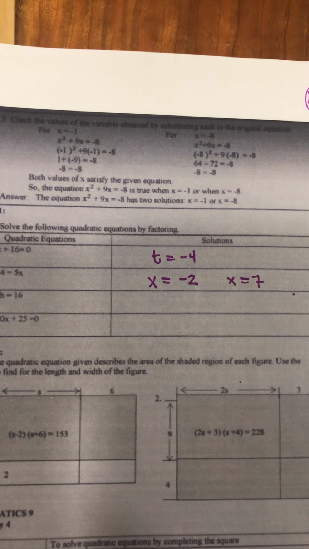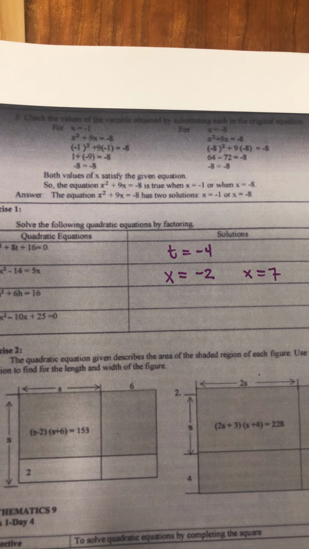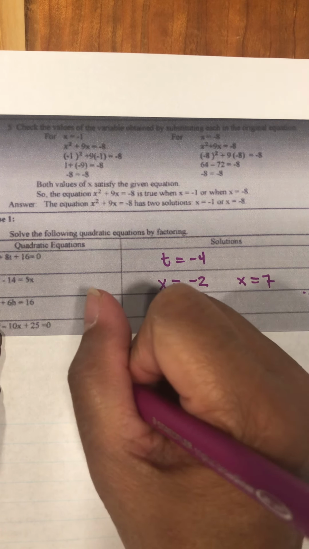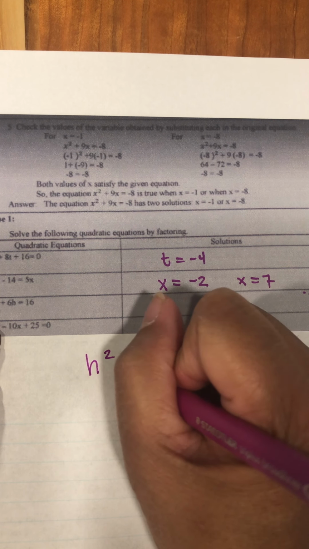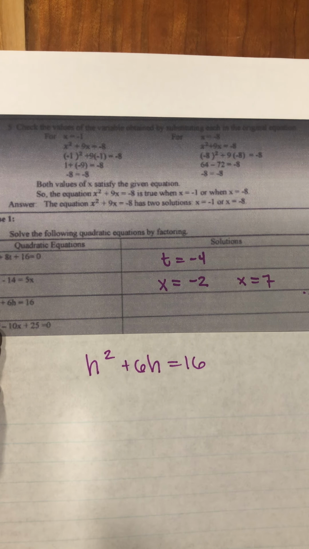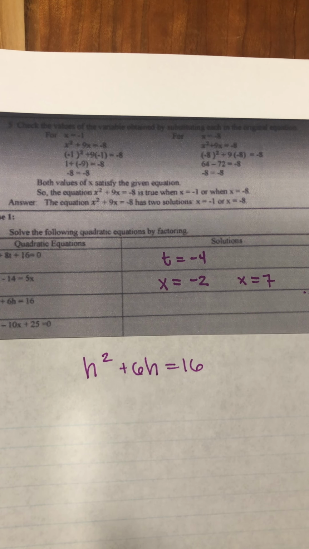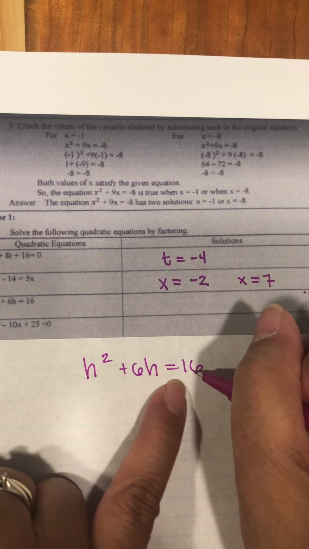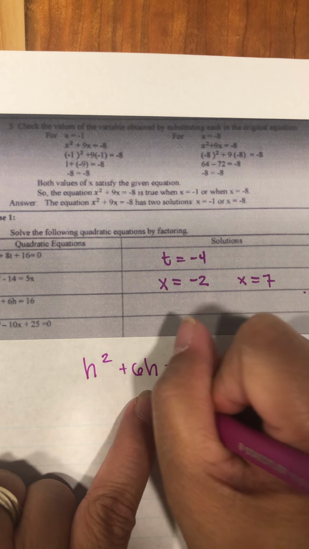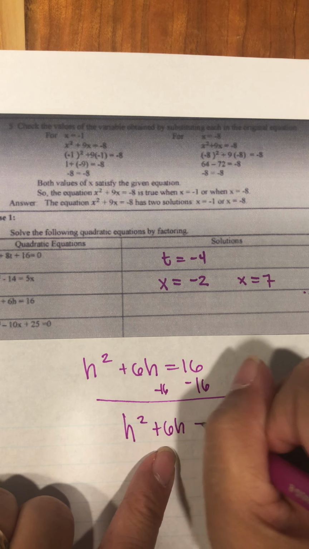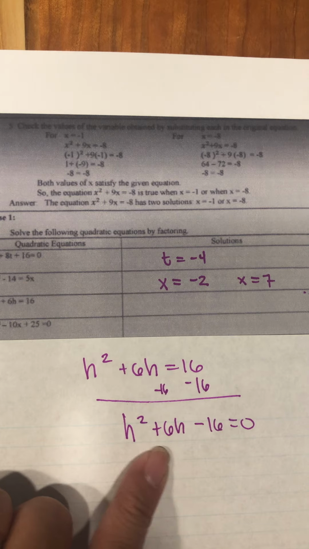All right, the next one would be this. h squared plus 6h equals 16. So now you would have to transfer this 16 over here by subtracting 16. So h squared plus 6h minus 16 equals 0.